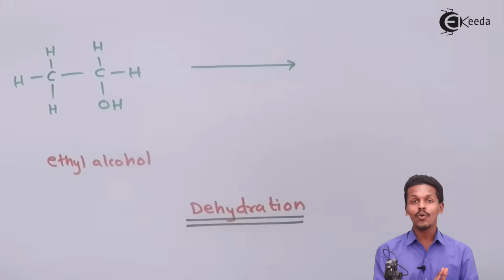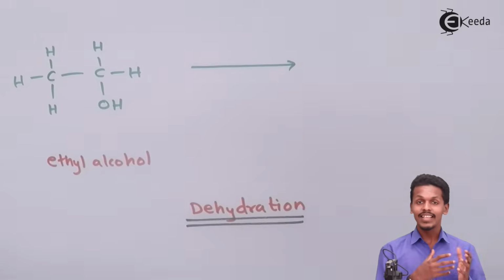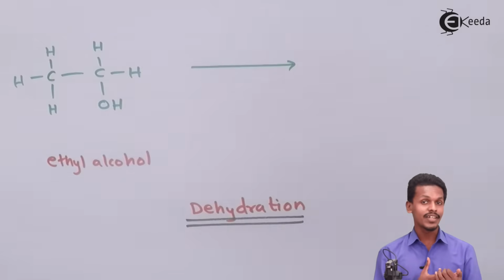The process involved in the removal of H2O from an alcohol is known as dehydration, because as the name itself suggests, dehydration means removal of water. But this removal of water won't take place by itself, or only by heating. We have to provide certain conditions for that. And what are those conditions?